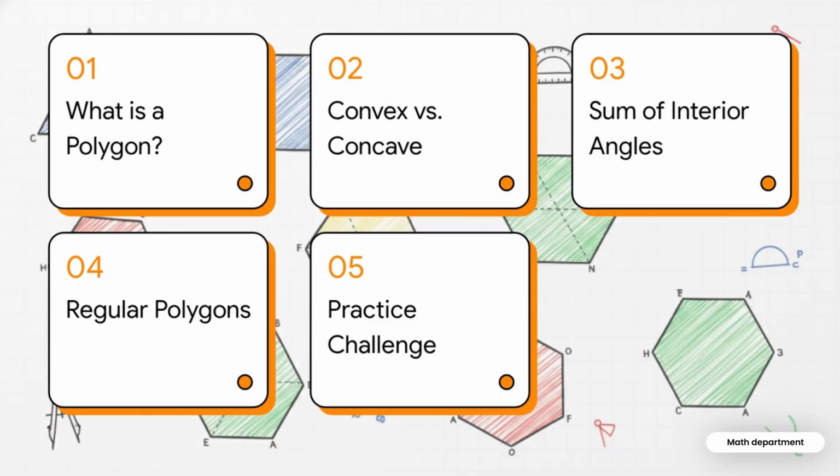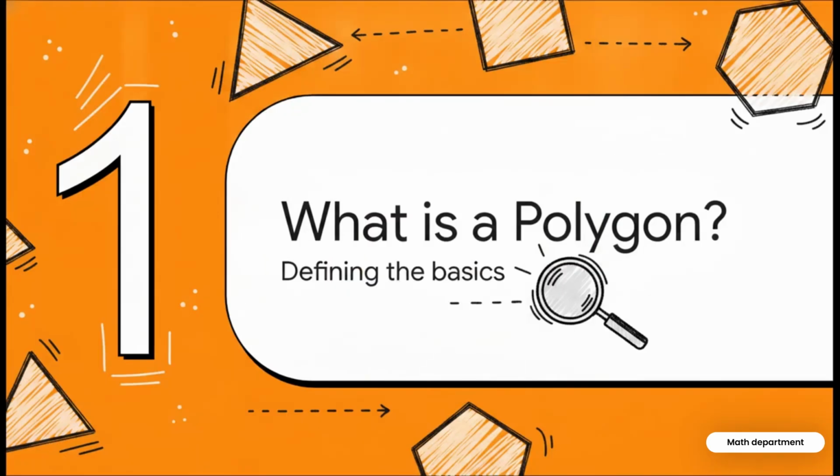Here is our agenda for today. First, what is a polygon? Second, convex versus concave. Third, summing up interior angles. Fourth, the rules for regular polygons. And finally, a tough practice challenge to bring it all together. All right, section 1. What is a polygon?